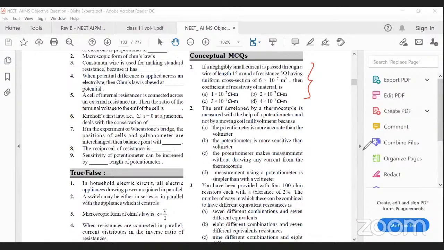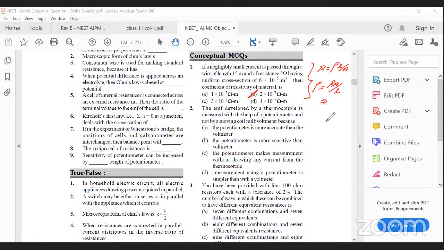Resistivity, option B: find the resistivity from the coefficient of resistance. What is the relation? R is equal to rho L by A, so rho is equal to RA divided by L, right? Here the resistance is given, the length of the wire and the area are given. The answer is 2 into 10 power minus 7. Good, the answer is correct.